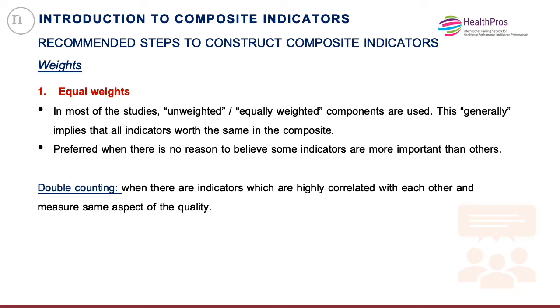However, there can be a limitation regarding this approach, which is called double counting. Double counting occurs when in the composite there are some indicators which are highly correlated with each other and measure the same aspect of quality. So when we give equal weights to all indicators because we think all domains are equally important, we may be giving more weight to a domain if there are multiple indicators measuring that aspect. This may also result in indicator rich but information poor composites. So it is important to assess the overall structure of the data, including correlations, before just giving equal weights to all indicators.